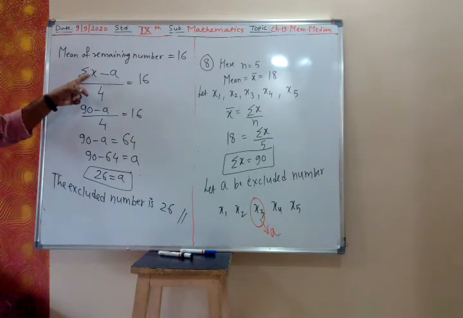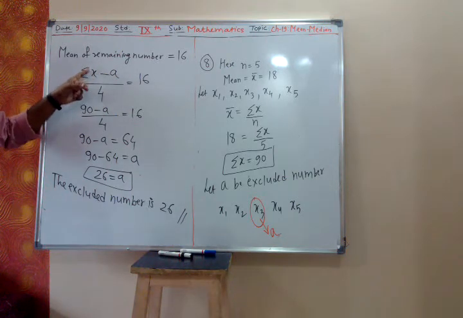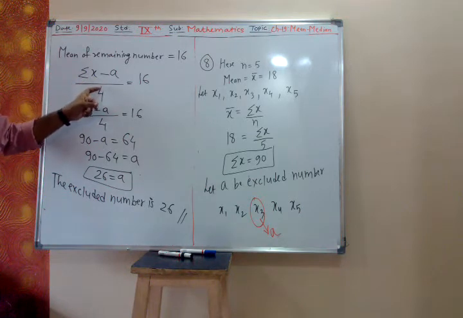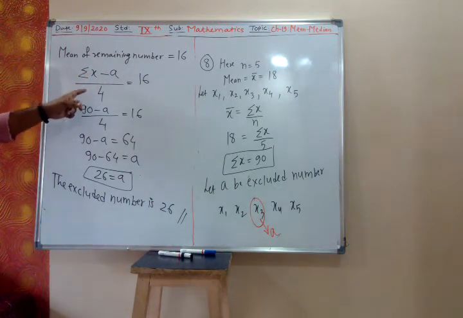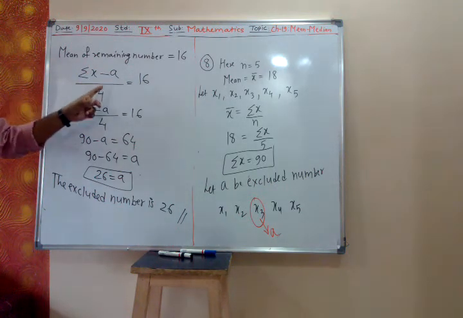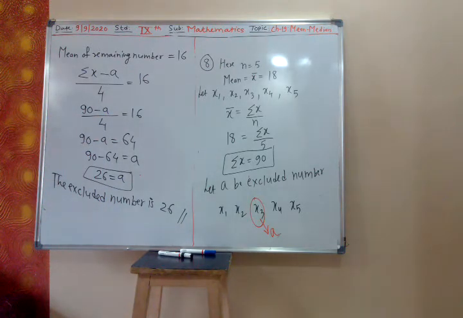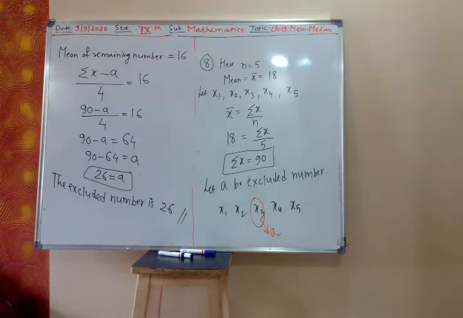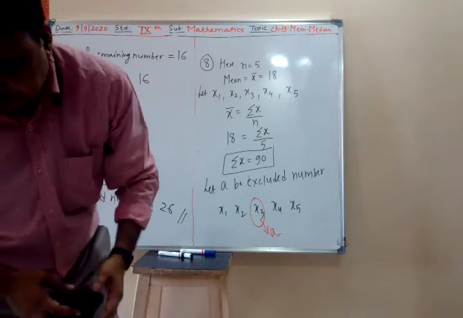So summation x is total of 5 values. From that we exclude A. A is one of the values. How many numbers are left? 4. Divide by 4, you will get the mean of the remaining 16. Summation x is 90. A we have to find. Divide by 4 is 16. Understood? Yes. Now, ninth one.